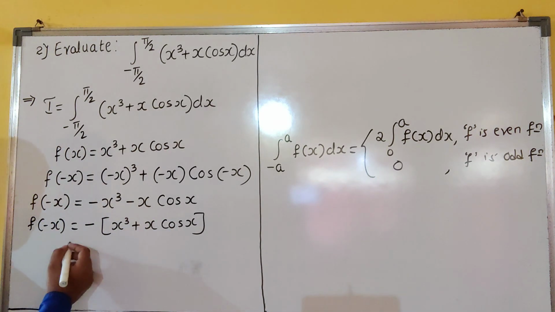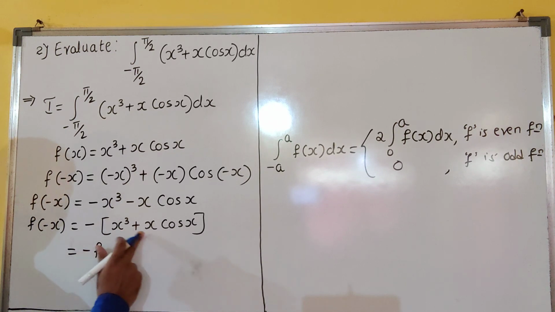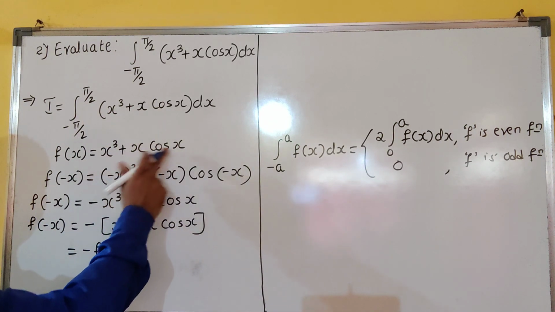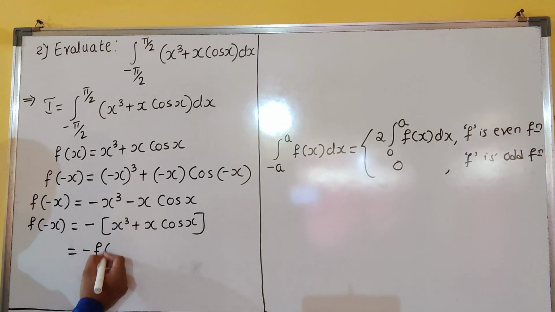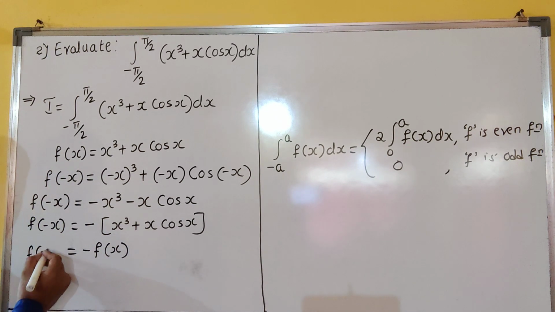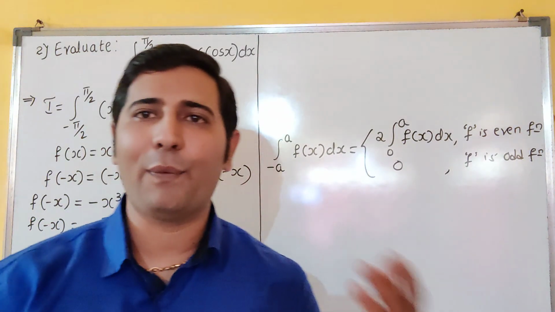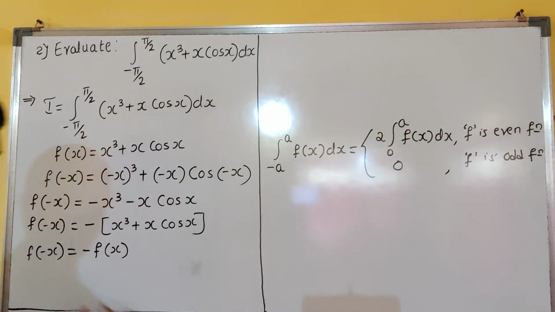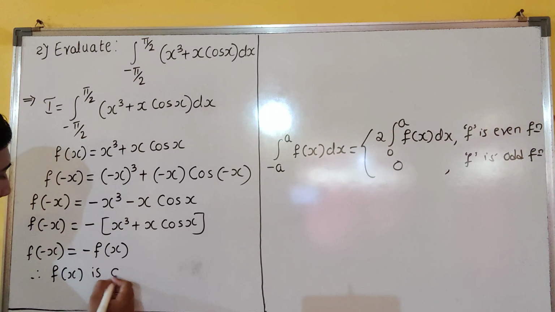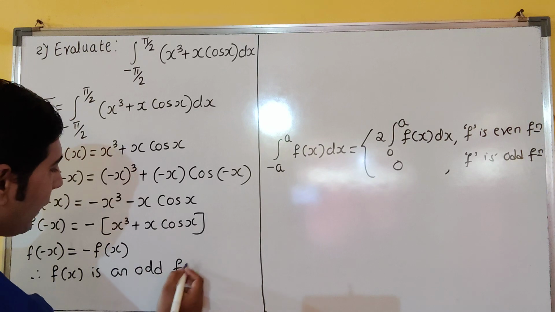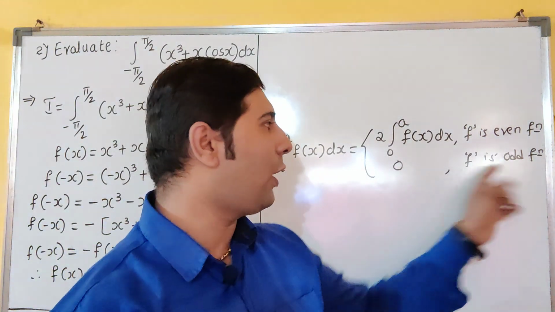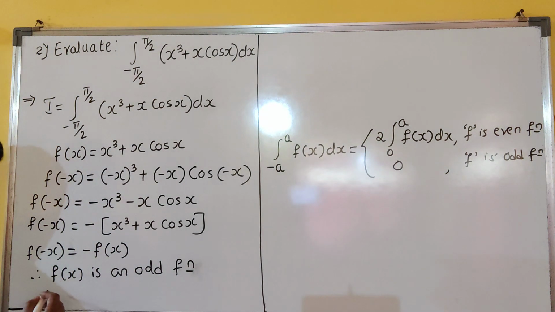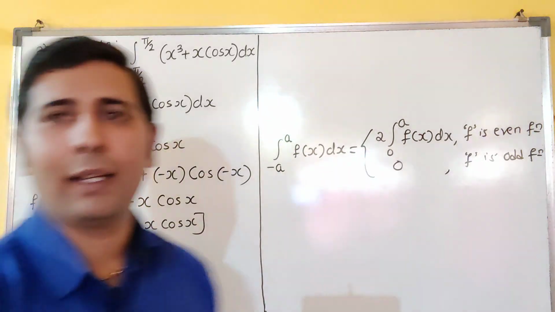Understood? So this is nothing but minus x cube plus x cos x, which is minus into f of x, dear student. f of minus x is giving minus f of x, just now we have solved, no? That means it is an odd function, dear students. So f of x is an odd function. Odd function means the I value will become 0, dear students. You understood this one?